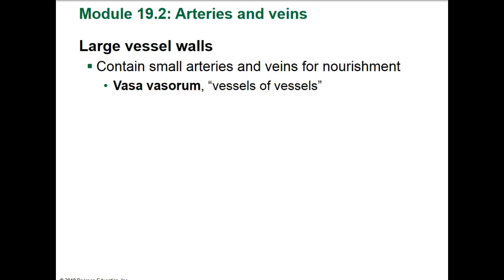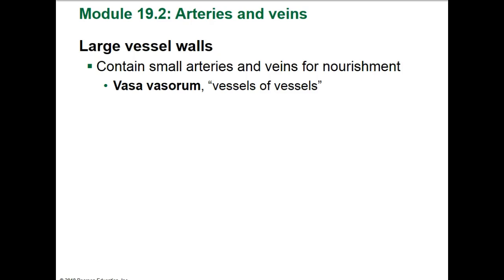Okay, so why might a blood vessel have large vessel walls? Well, it might contain small arteries and veins for nourishment. And in this case, we call it a vasa vasorum, which is vessels of the vessels.